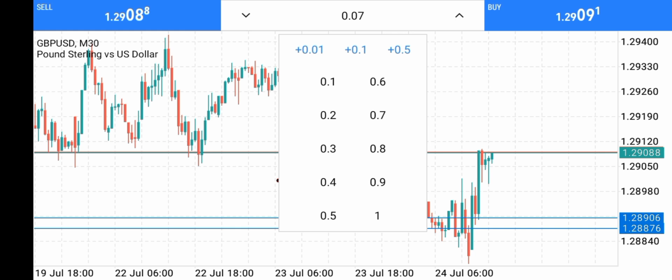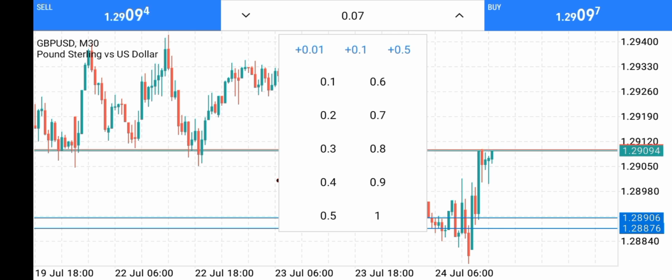Remember what I said: lot size is the amount of money you use to enter a trade. So your lot size will be dependent on the size of your account. When I mean the size of your account, it will be dependent on your capital. For example, if you have a small capital like $50, you are meant to be using a very small lot size, like 0.01. Remember, 0.01 is the least lot size.